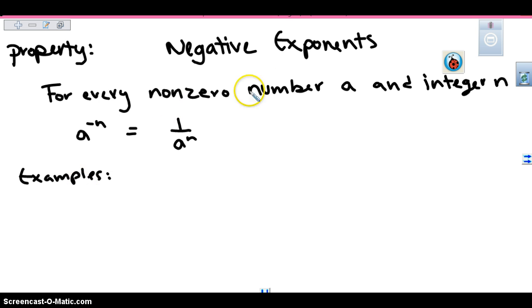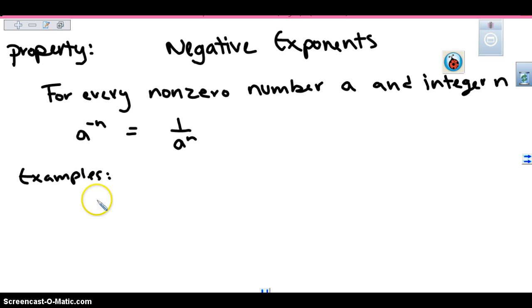The property for negative exponents says that for every non-zero number a and integer n, a to the negative n power is equal to 1 over a to the n power. In other words, if we have a negative exponent in the numerator, to make that negative exponent positive, we have to send it to the denominator. So let's try a few.